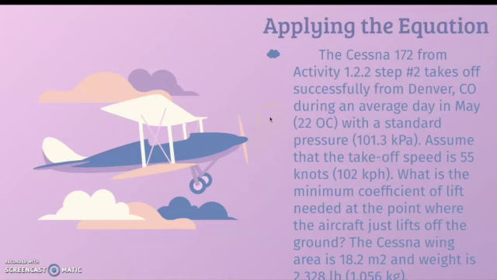So let's take a look at applying the lift equation. Let's say a Cessna 172 from activity 1.2.2, step number 2, takes off successfully from Denver, Colorado during an average day in May. So 22 °C with a standard pressure of 101.3 kilopascals, and assume that the takeoff speed is 55 knots or 102 kilometers per hour. What is the minimum coefficient of lift needed at the point where the aircraft just lifts off the ground? The Cessna wing area is 18.2 meters squared, and the weight is 2,328 pounds.